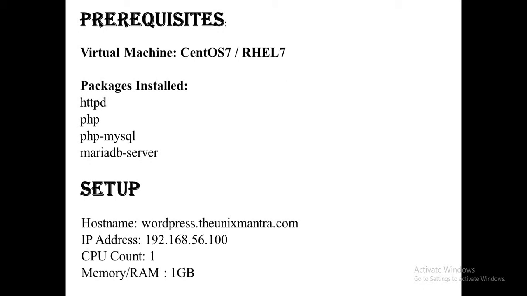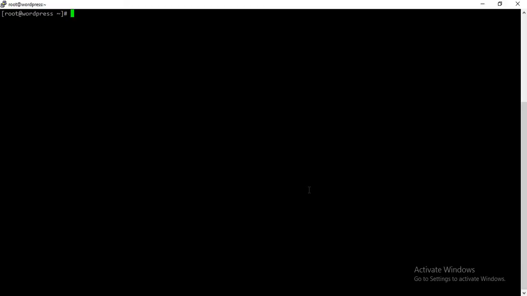In our setup, the hostname of our machine is wordpress.theunixmantra.com. The IP address of the machine is 192.168.56.100. It has one CPU and a memory of 1 GB. So let's start. This is our server. I am logged into the server with a root user. The operating system of the server is CentOS Linux version 7.4.